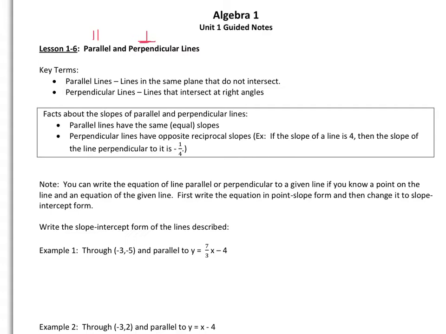Well, parallel lines are on the same plane and do not intersect. So two lines that do not intersect are considered parallel. The part about the same plane, that's a geometry perspective, so you can deal with that piece of it when you get to geometry.